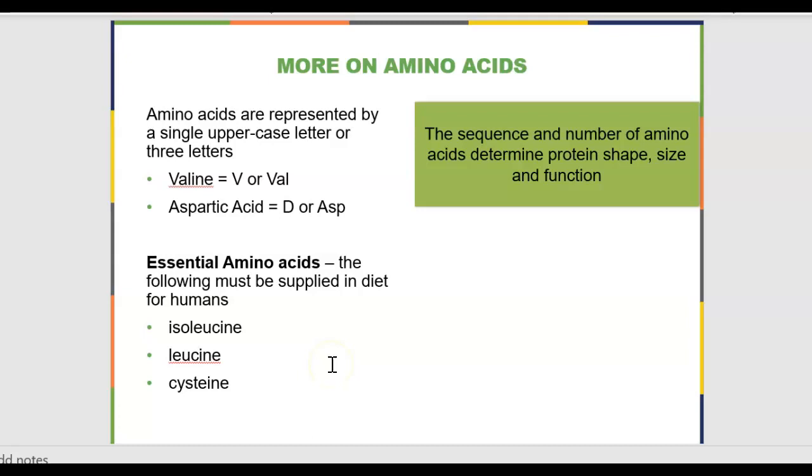As far as essential amino acids, we have to get these in our diet. These three in particular we've got to get into our food supply somehow. These are the ones that somebody who is a vegetarian or vegan has to work hard to be sure they're getting plant-based foods that contain these amino acids.